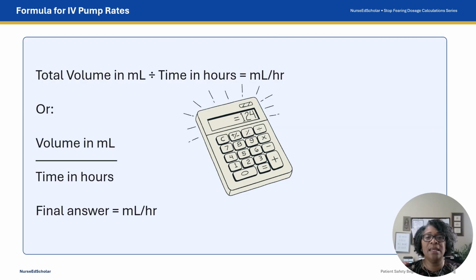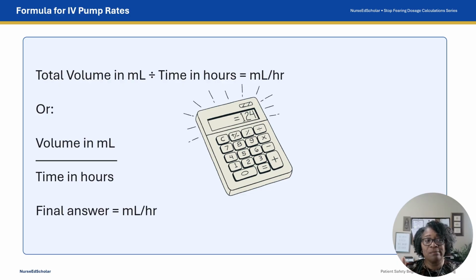All right. So let's look at the basic formula. The basic formula is the total volume in milliliters divided by total time in hours. So that will give you your milliliters per hour. So milliliters in your numerator, hours in your denominator. That's going to give you milliliters per hour. That is our foundation.